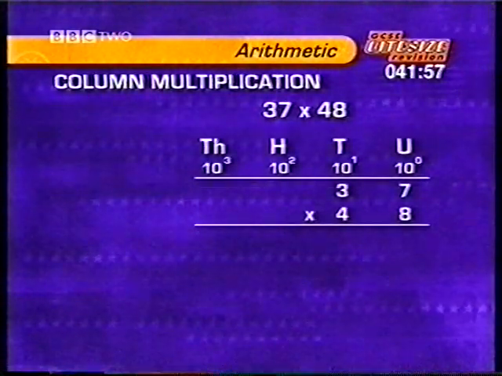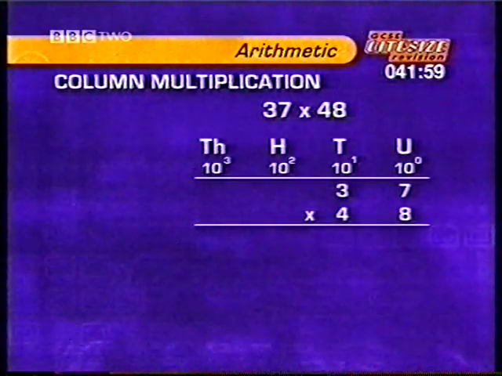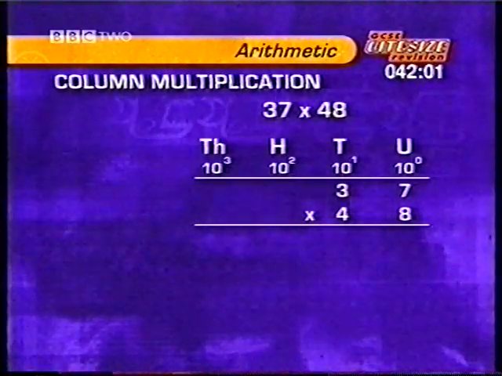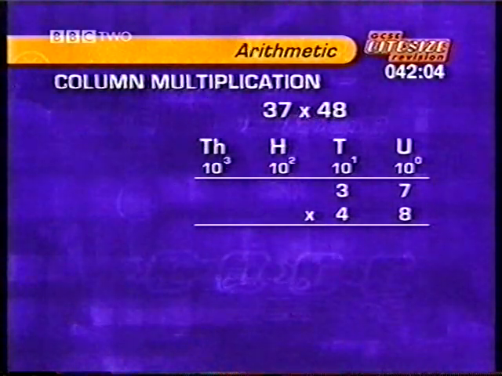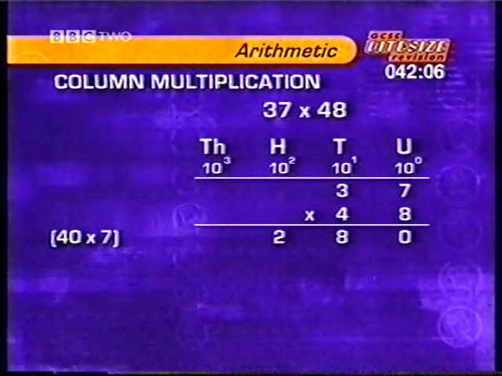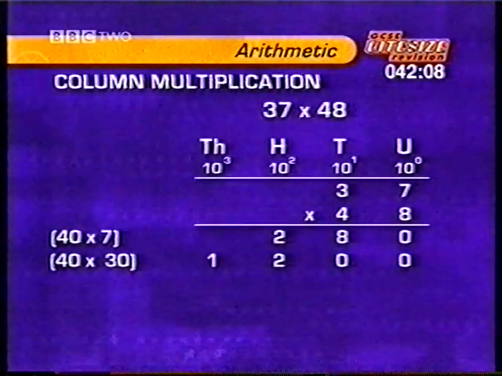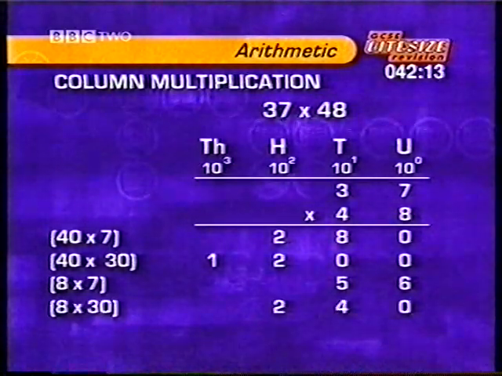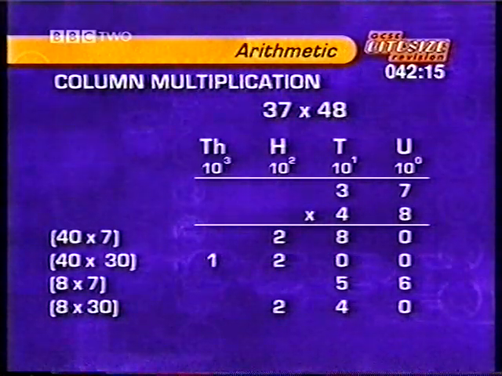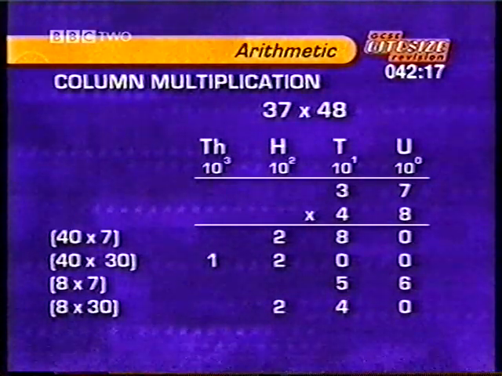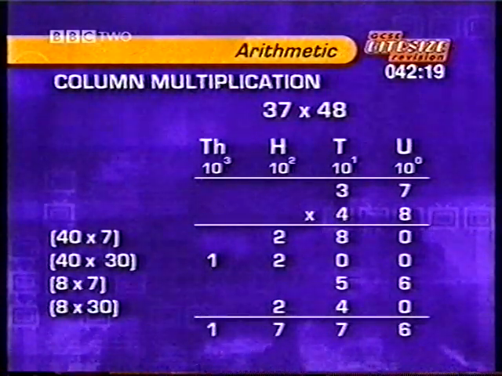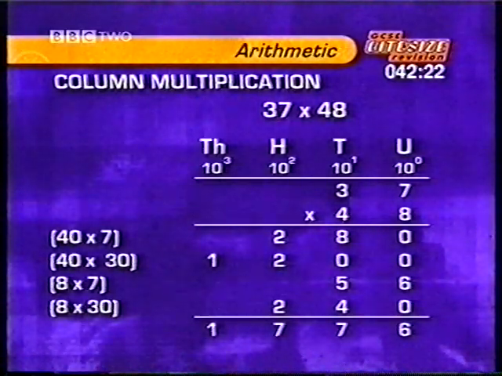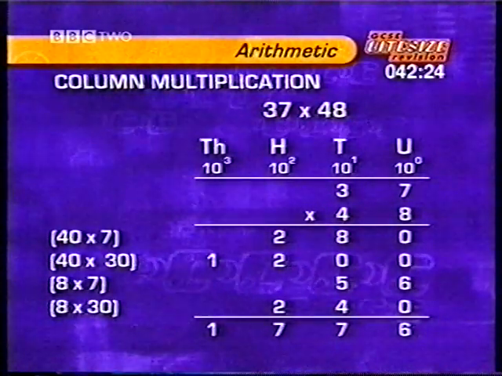A second way of multiplying 37 by 48 is to put the numbers in columns with their units and tens lined up. As with the grid, you multiply each part of one number with each part of the other. 40 times 7 is 280, 40 times 30 is 1200, 8 times 7 is 56, 8 times 30 is 240. Add up these subtotals to get the answer, 1776. This is not quite the familiar long multiplication involving carrying.